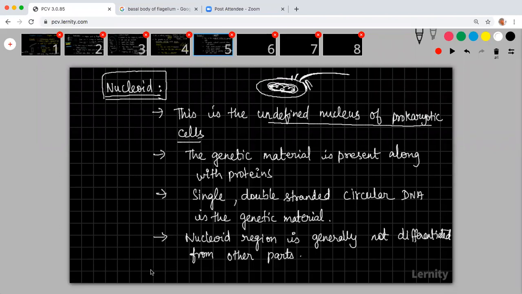Okay, the nucleoid is associated with mesosome. Can someone tell me what is mesosome? Yes, it is an extension of plasma membrane. The projections which are seen in the plasma membrane. Yes, very good.